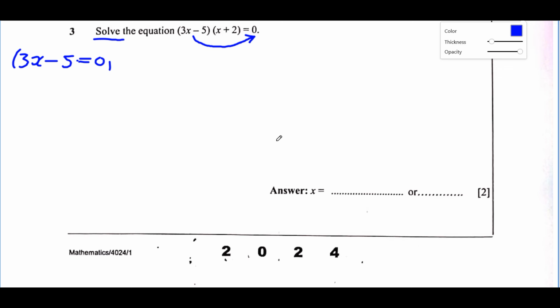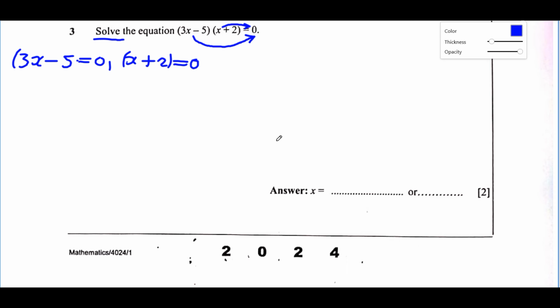The second solution will be x plus 2 also must be equal to 0. The problem in this question is that we need to find a number representing x in such a way that if we substitute where there is x by that number, the solution must be 0.